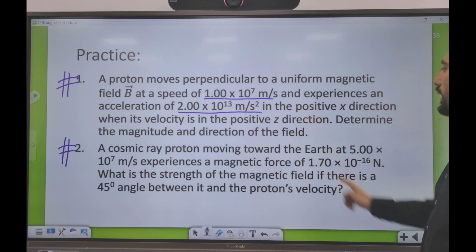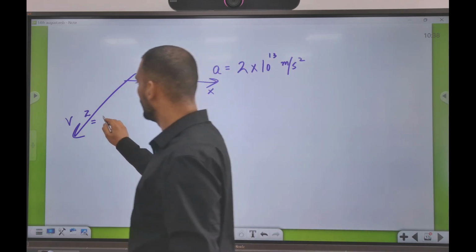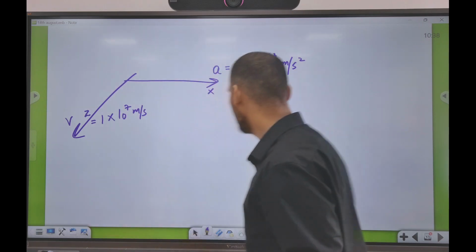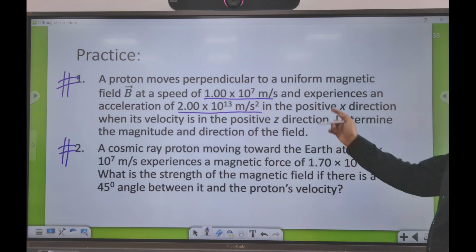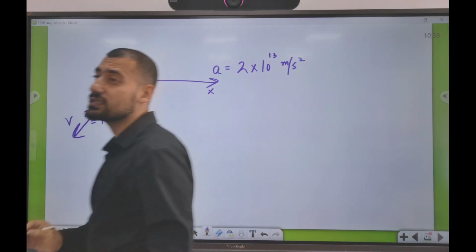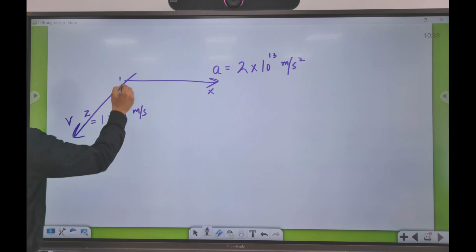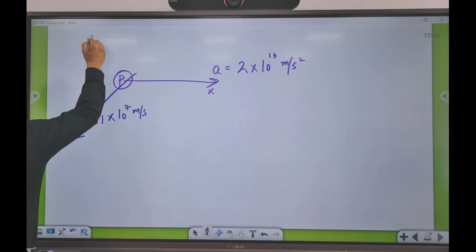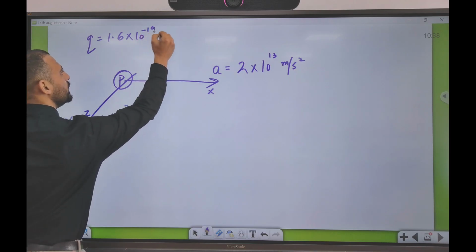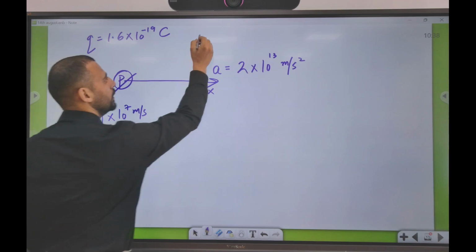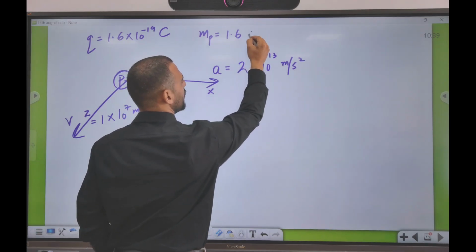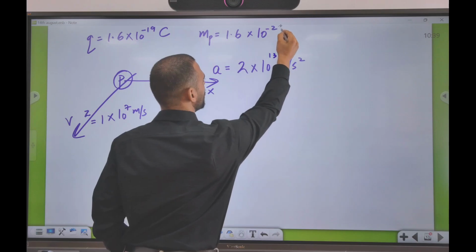The velocity is 1 times 10 to the power 7 meter per second. Okay? What else is given? In the positive z direction, we have to determine the magnitude and the direction of the magnetic field. Now see, what is this? A proton. So there is a proton which is moving like this. And you know the charge of the proton is 1.6 times 10 to the power negative 19 coulombs. And you also know that the mass of the proton is equal to 1.6 times 10 to the power negative 27 kgs.